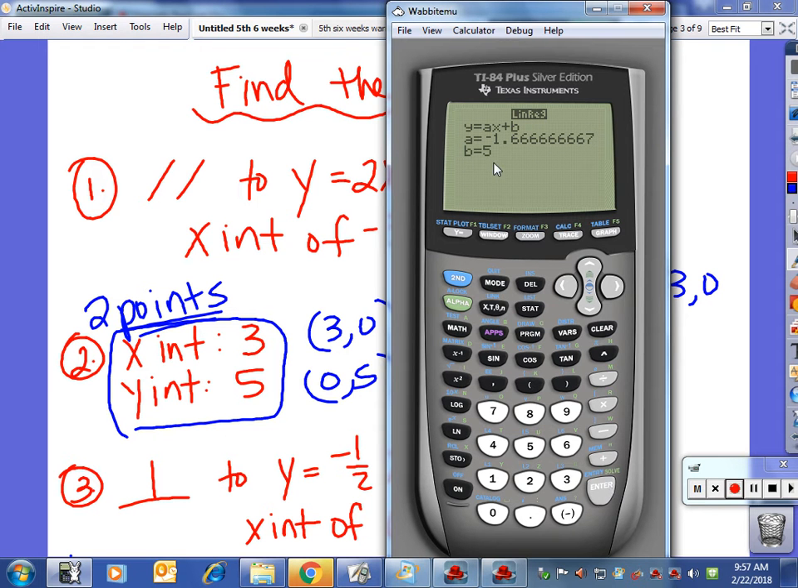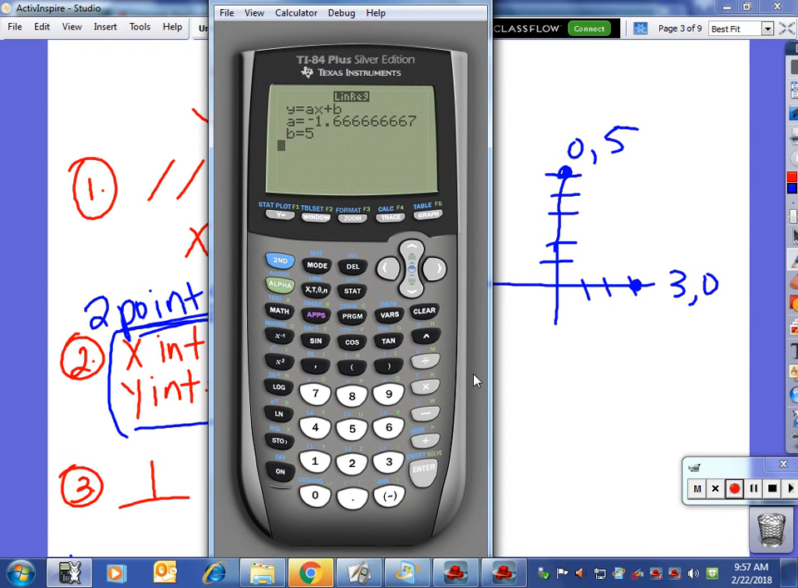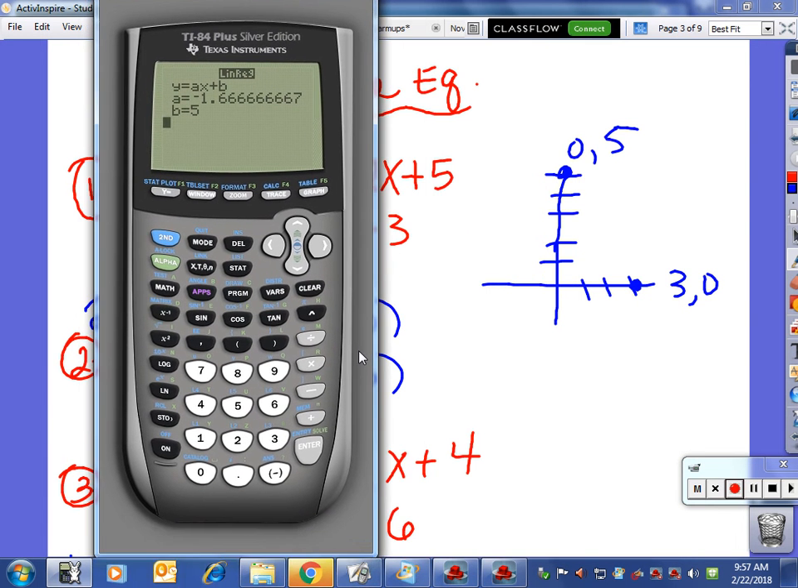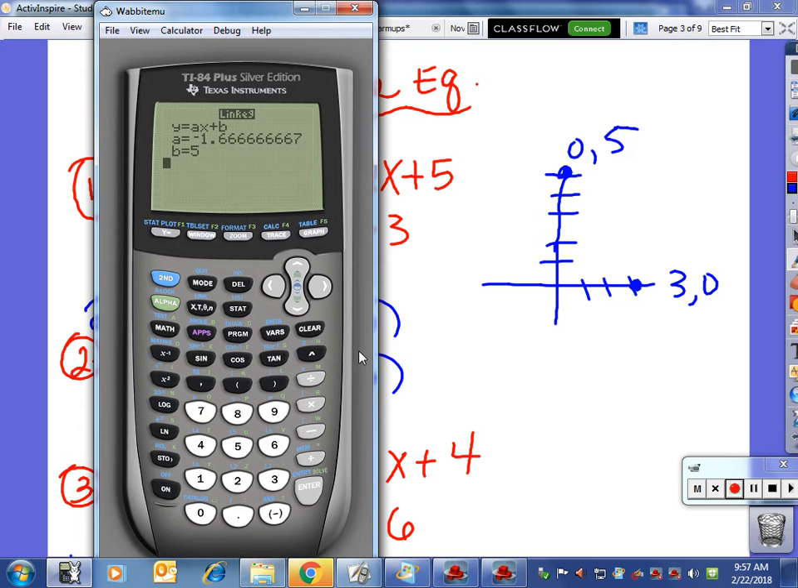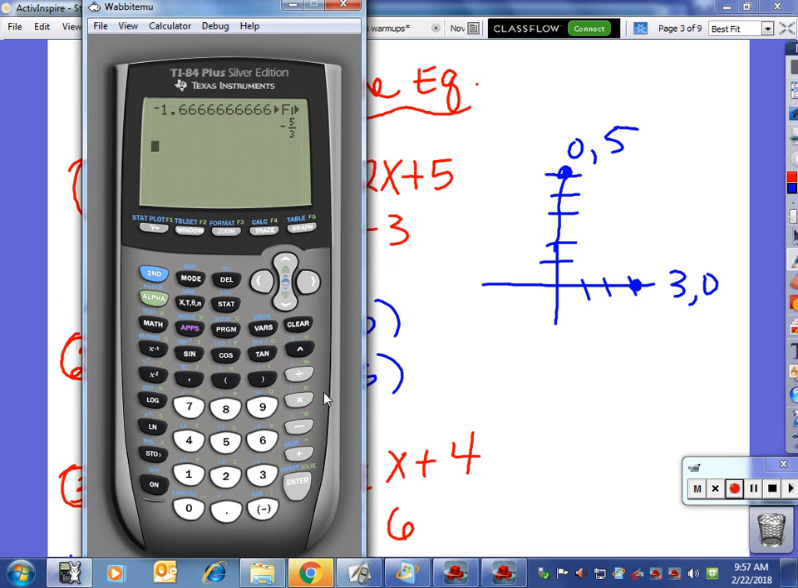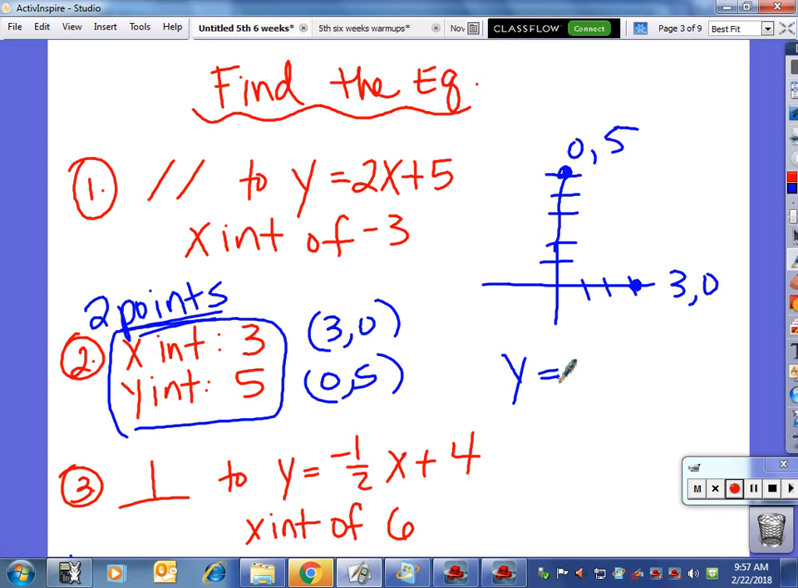Sure enough, my y-intercept is 5, which I already told you. My slope is a yucky repeater. What can I do to figure out the fraction? Yeah, negative 1 point, whole bunch of 6's, and then Math, Enter, Enter. And that will tell me the fraction. So this equation would be y = -5/3 x + 5.